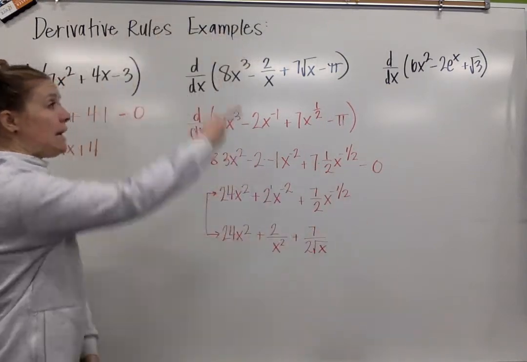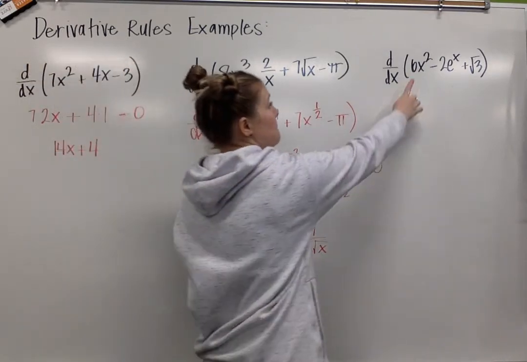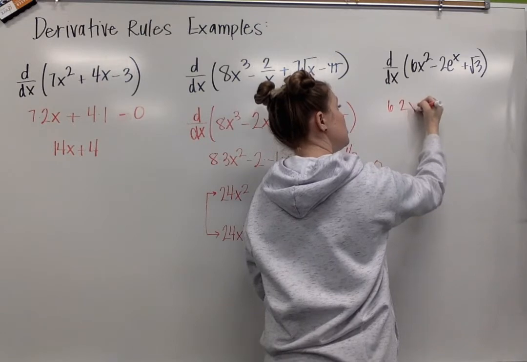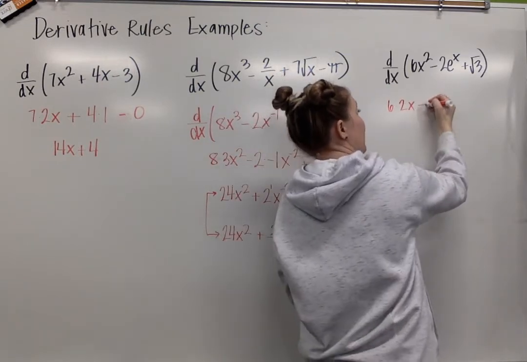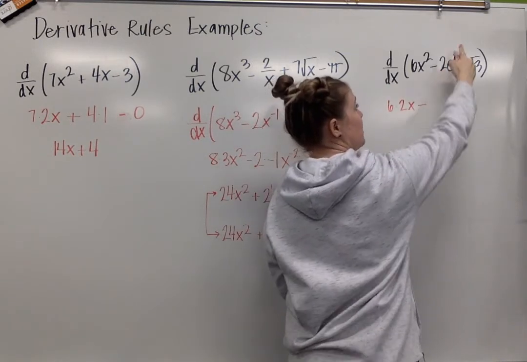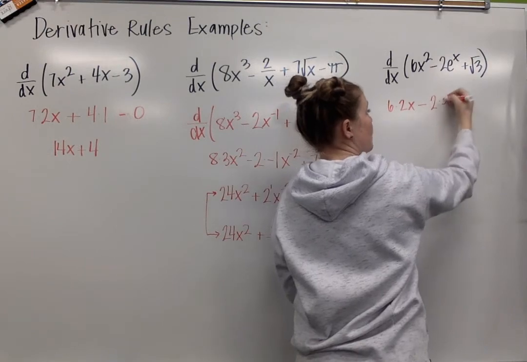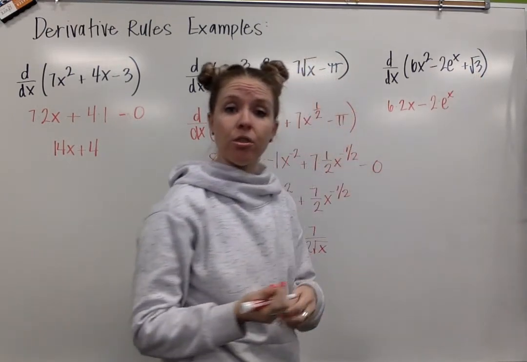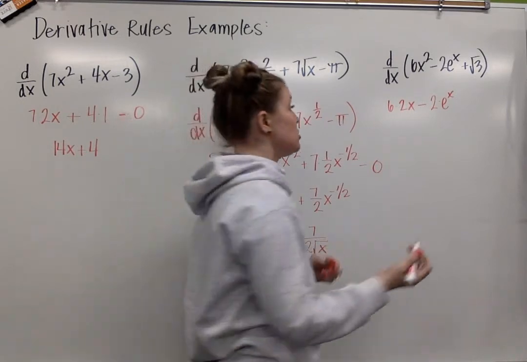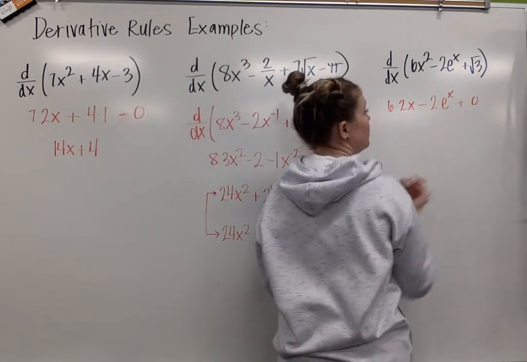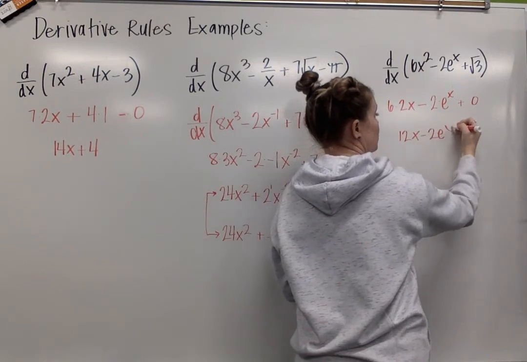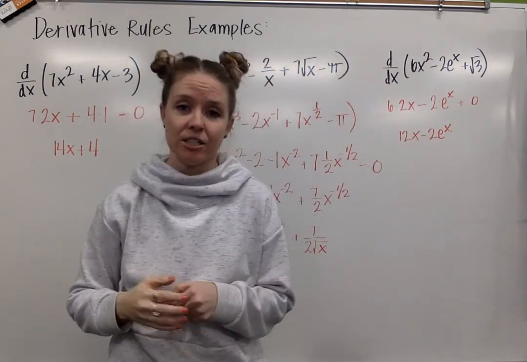All right, and our last one over here, the derivative of 6x squared, that's 6 times 2x, minus the derivative of 2 times e to the x is 2 times e to the x, and the derivative of the square root of 3, that's just a number, so that derivative is 0. So I get 12x minus 2e to the x, and there's my derivative.